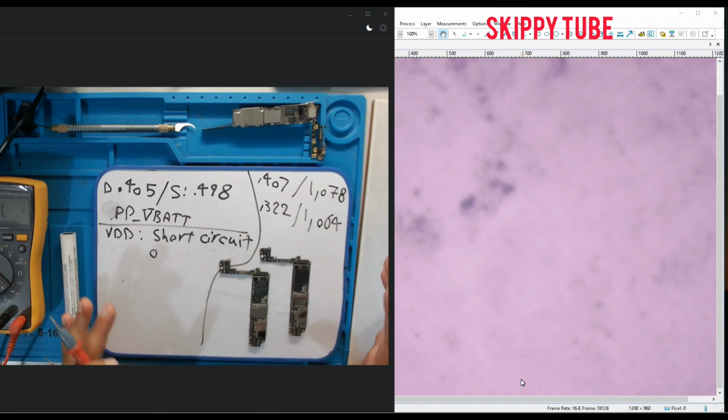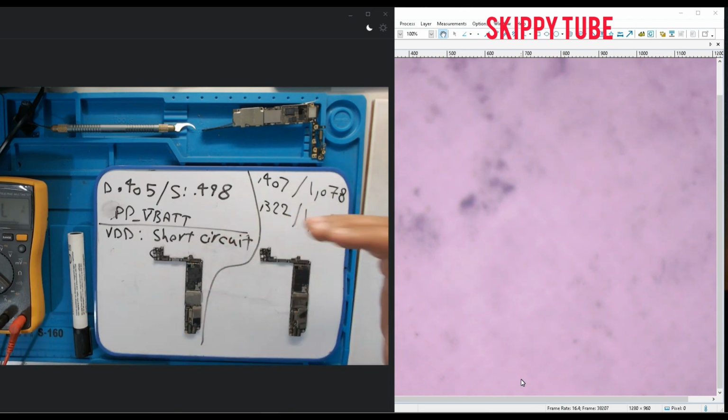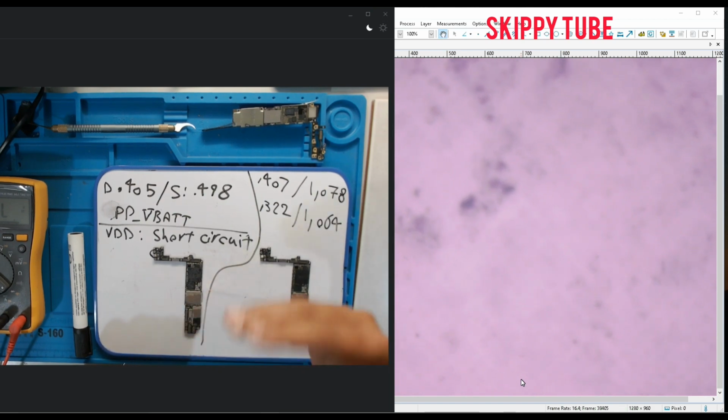Okay, that's it. This is about that one. Now I want to show you about the 1.8 I/O and 1.8 SDRAM. This one has a short circuit. Sometimes it doesn't show. That I want to tell you.